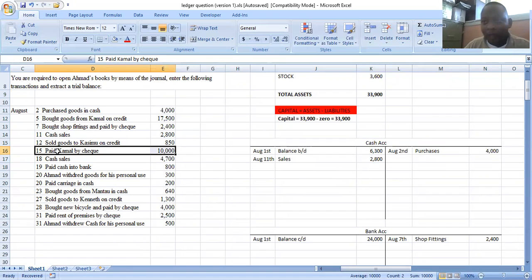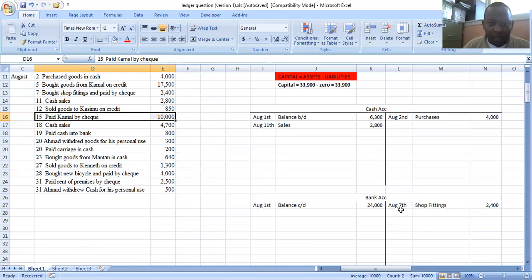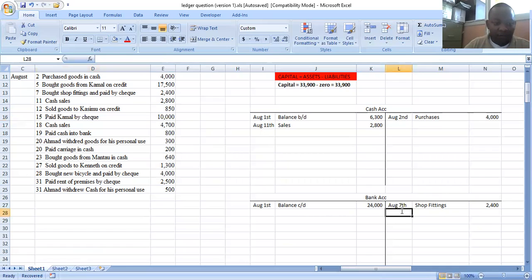So therefore, we credit bank with a decrease, with a going down, and then we debit Kamal's account because it's also reducing. The liability we have in Kamal is also reducing. So therefore, we debit Kamal's account. So therefore, credit bank, debit Kamal's account. So that is on August 12th.